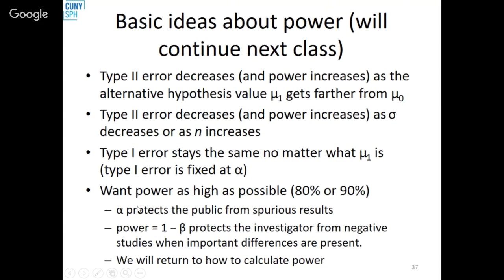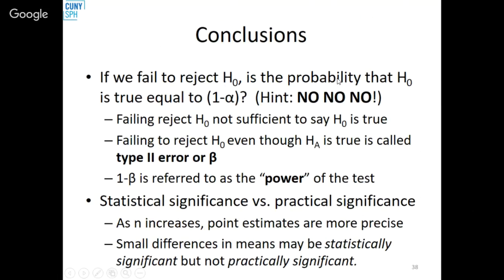So in summary, alpha is what protects your readers from spurious results, whereas power is what protects you from negative studies when important differences are actually present. We will return to how to calculate power. Finally, just some take-home messages here. If we fail to reject H0, is the probability that H0 is true equal to 1 minus alpha? I couldn't even stand to leave it up there without giving a hint.